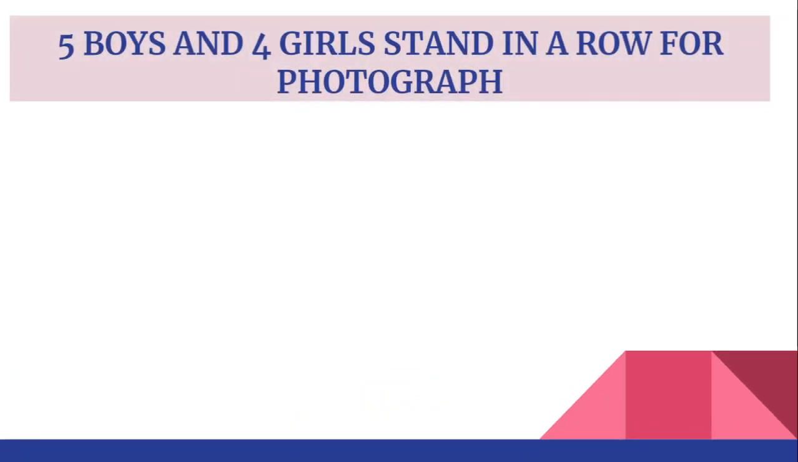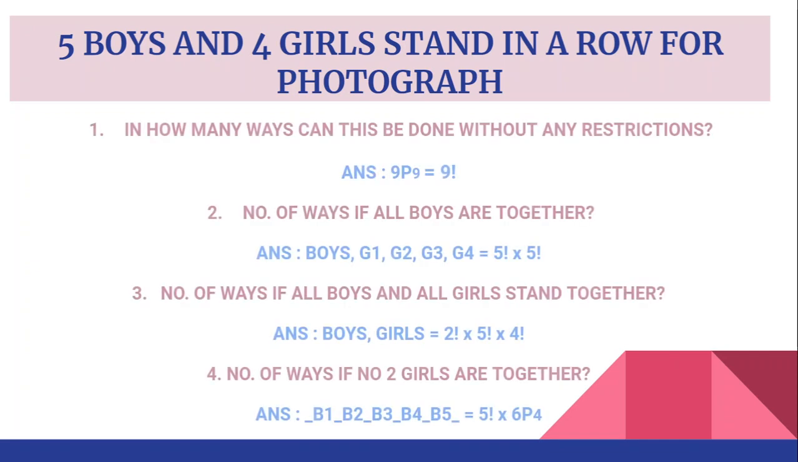So the question is, 5 boys and 4 girls stand in a row for a photograph. First, in how many ways can this be done without any restrictions? So we don't have any restrictions. We have 9 people and 9 places for them. So the answer will be 9P9, that is the same as 9 factorial.